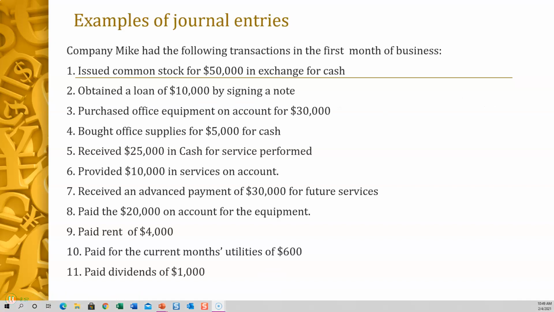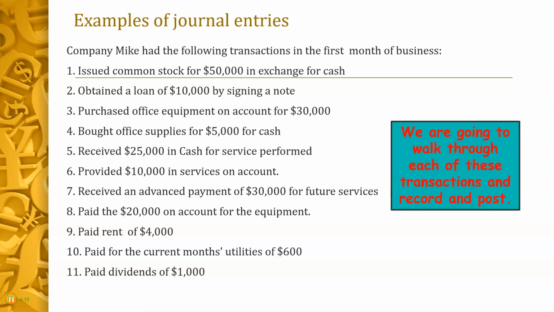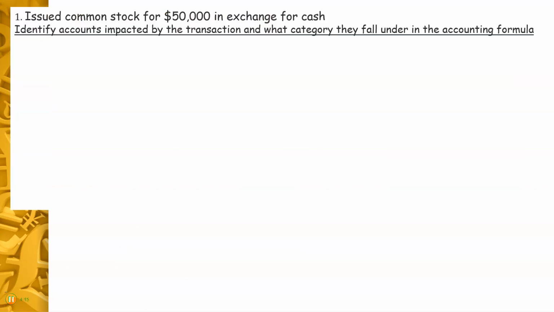Now we're going to record these entries, and we're going to go through the process of identifying and recording them, and we're going to journalize and post. So the first thing we did is issue common stock for $50,000 in exchange for cash. The first thing we want to do is identify the accounts impacted by the transaction and what category they fall under in the accounting equation.